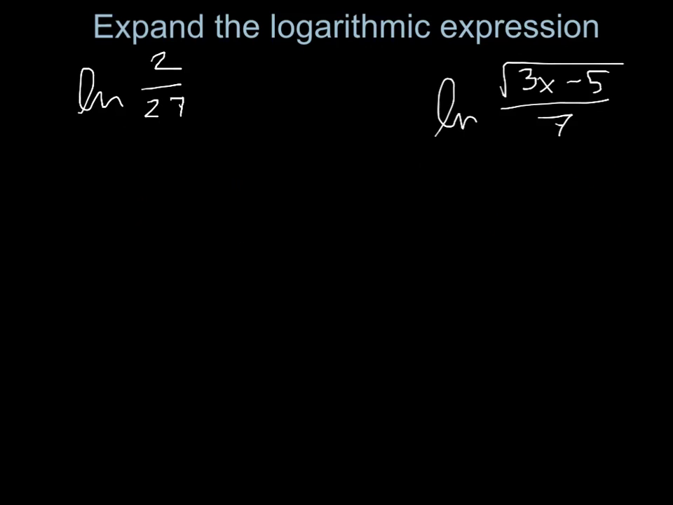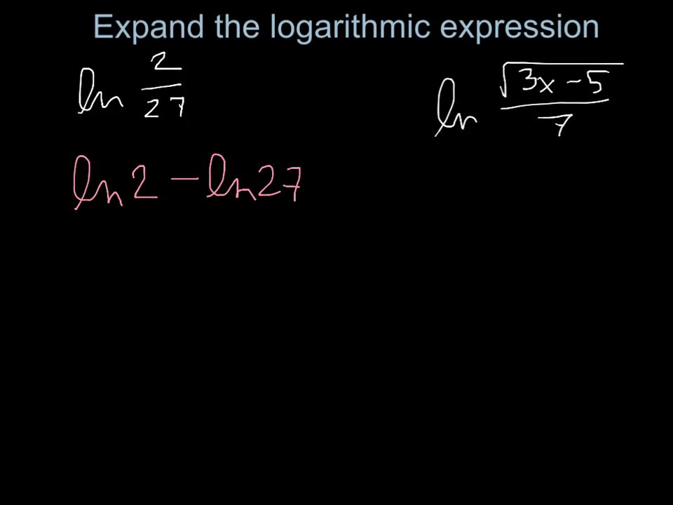Here you want to use the rules of logarithms to expand the expression. So I have a natural log of 2 divided by 27. Now the rules say that I can expand that by taking the natural log of 2 minus the natural log of 27, and there's nothing else I can do there. For the next one, there's a couple steps I can do.